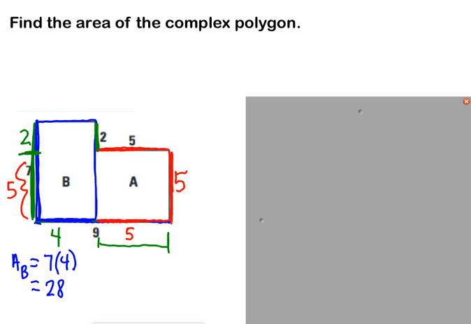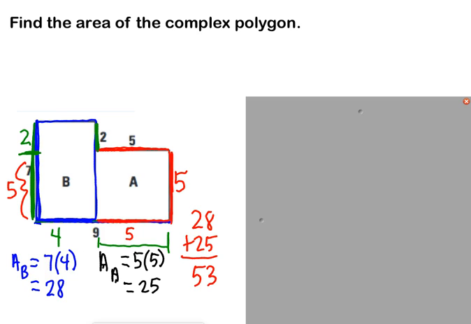So now if I wanted to find the area of rectangle A, area of A equals base times height. 5 times 5 is 25. Now simply we just add our two areas together to get the entire area of the complex polygon. So 28 plus 25 equals 53. We aren't given any units, but the unit squared, 53 units squared.